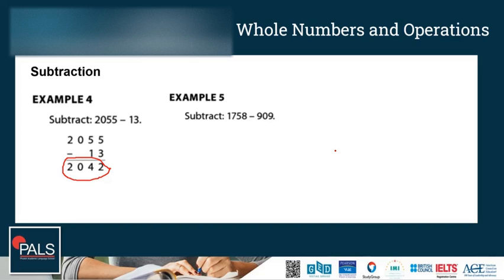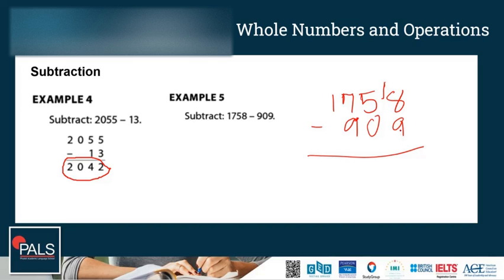Example number 5, subtract 1758 minus 909. So let's write 1758 minus 909. Okay, let's start writing the ones place, which is 9, then the tens place 0, and the hundreds place 9. 8 minus 9 cannot be, so we need to borrow 1 from 5. So we have here 18. So 18 minus 9 is 9. Then here, since we borrowed 1, so we only have 4 here. So 4 minus 0 is 4. Then 17 minus 9 is 8. So the answer is 849.